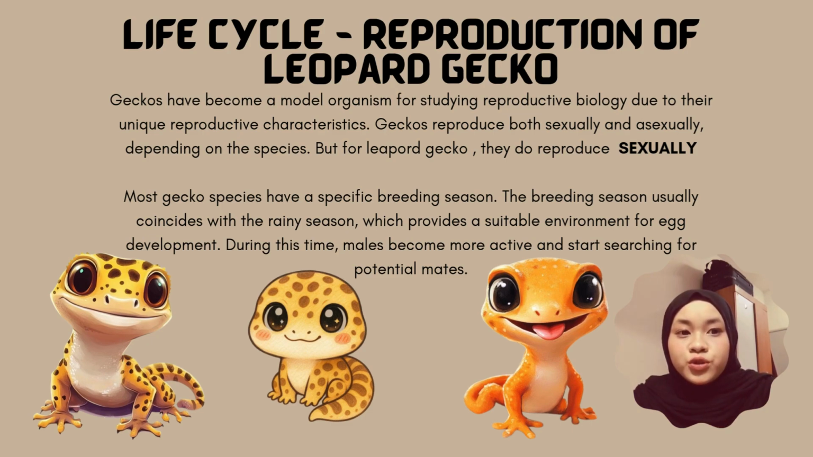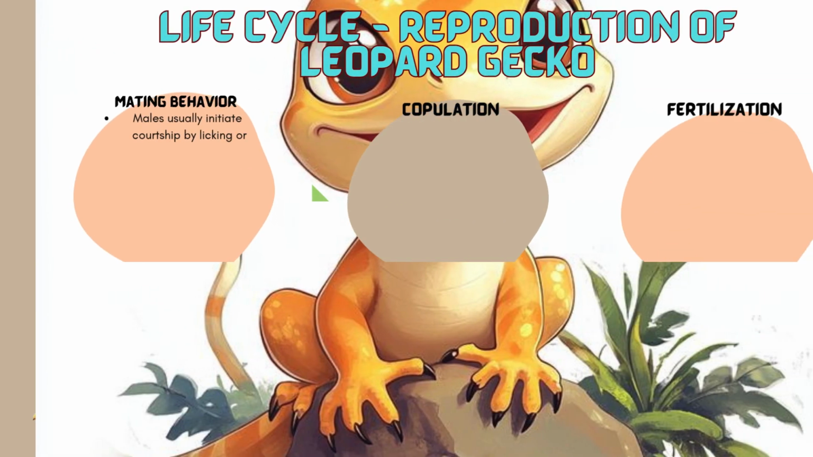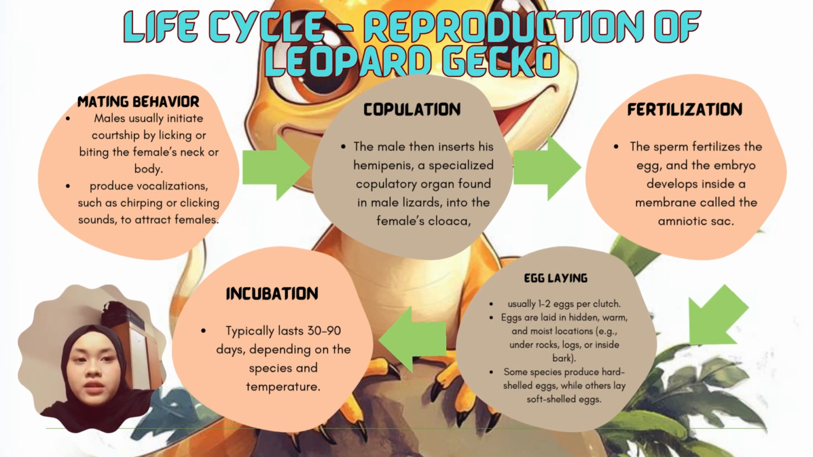The breeding season usually coincides with the rainy season, and during this rainy season, males become more active and start searching for potential mates. Okay, now I will explain the life cycle of reproduction of leopard gecko.